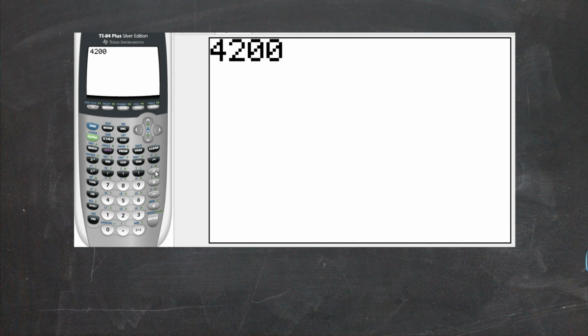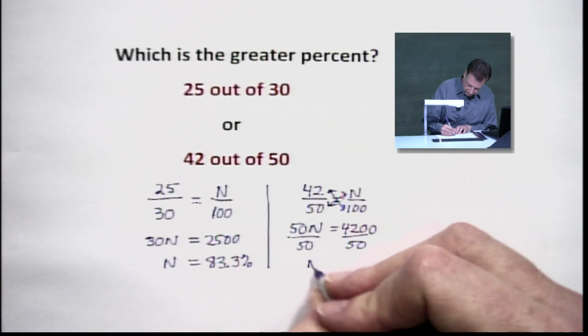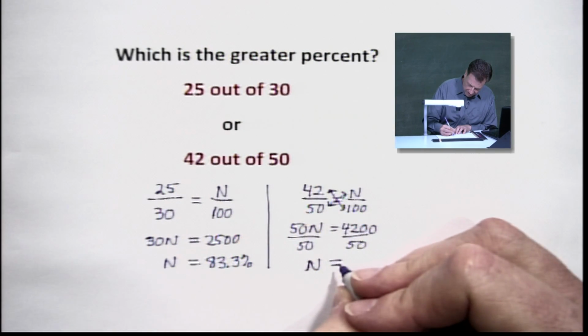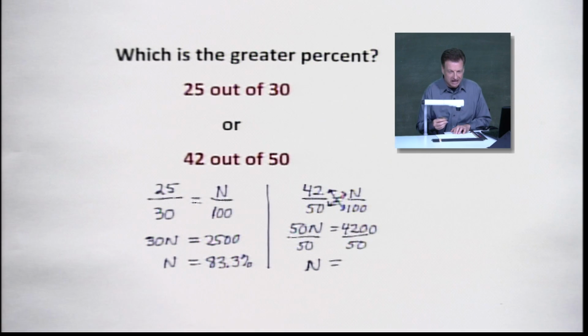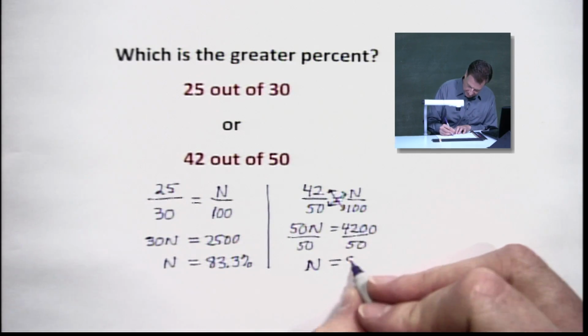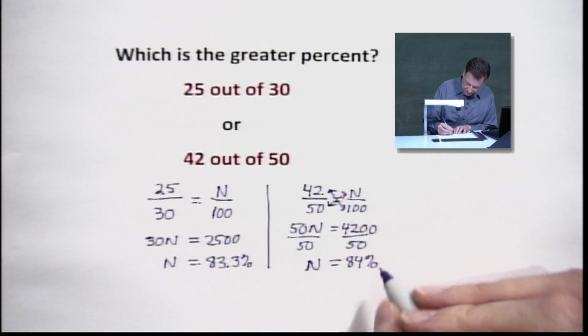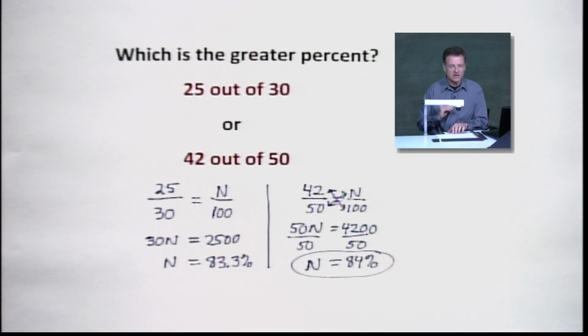And we're going to divide that by 50. And we get 84. So it's close, but it looks like the 84 wins by just a little bit, okay? Just a little bit. But it would be 84%. And there's your winner, okay? Who has the greatest percent? That little guy there, all right?